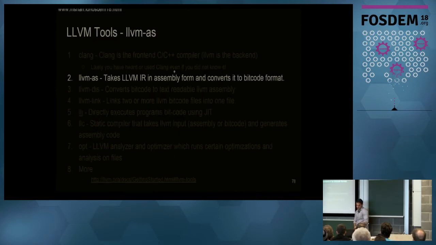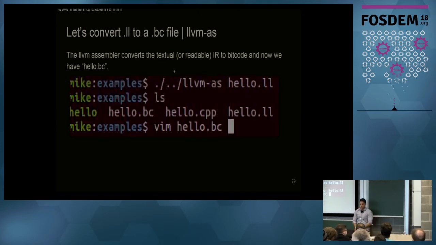Good. Okay, so our next tool, llvm-as, the assembler, takes the IR in assembly form and converts it to that bitcode form. If we want to do that, it's as simple as feeding in the .ll file. If I list the contents, I'll get a new .bc file and be ready to go.